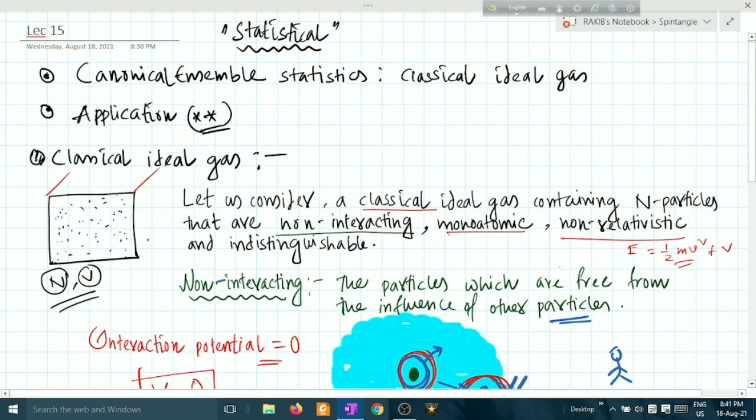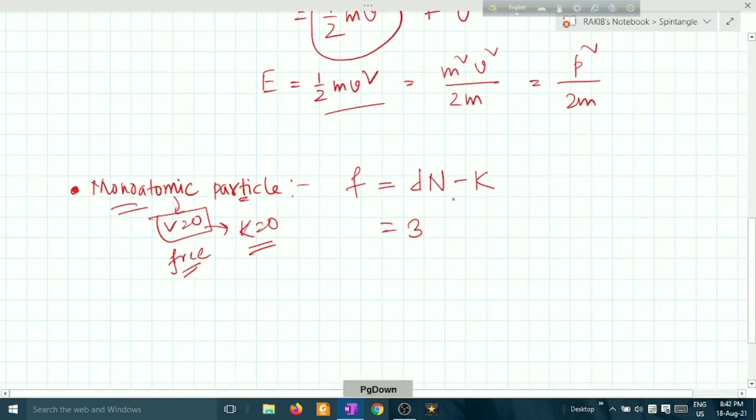I am doing this because these are the manipulations which have to be done in case of 3D, 2D or whatever it is. This is the drawing technique. See, monoatomic means n equals 1 and k is equal to 0. That means degrees of freedom will be 3 here.